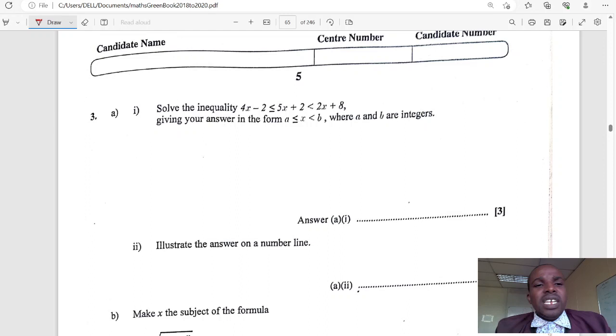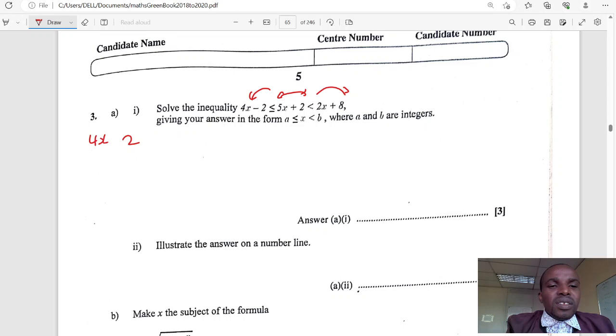It's very serious. Then solve the inequality. That's number 3. What you do, you take the middle value, which is 5x plus 2, with the first value, then the same middle value with the last value. So the first value is 4x minus 2. You take this one with 5x plus 2, then you take the same middle value, 5x plus 2, with the last value, which is 3x plus 8. Then simplify, collect like terms.